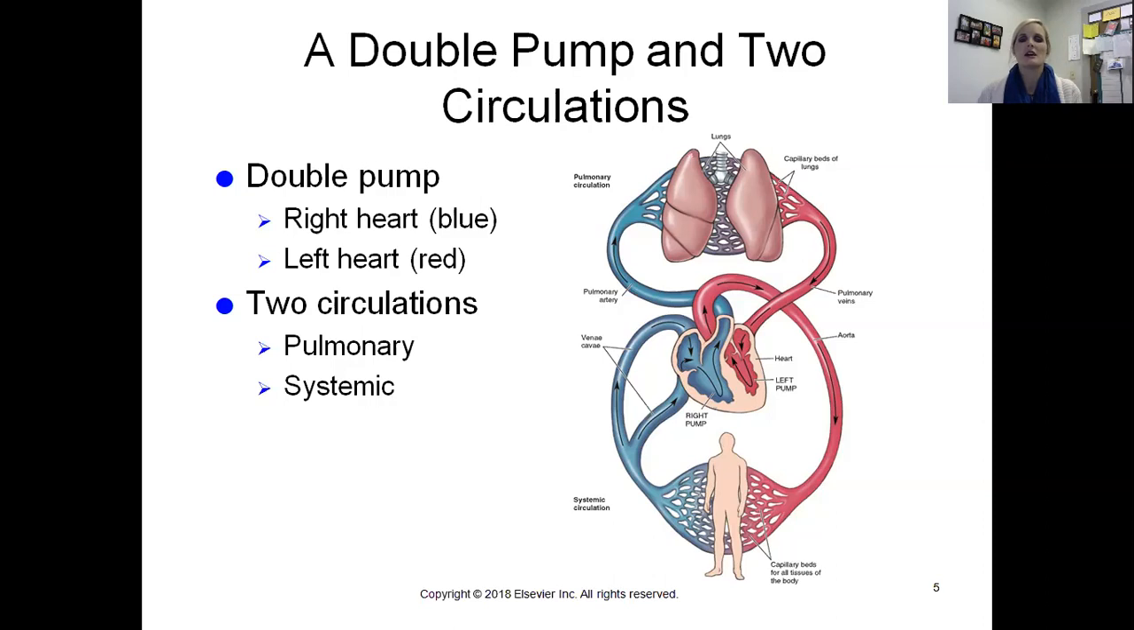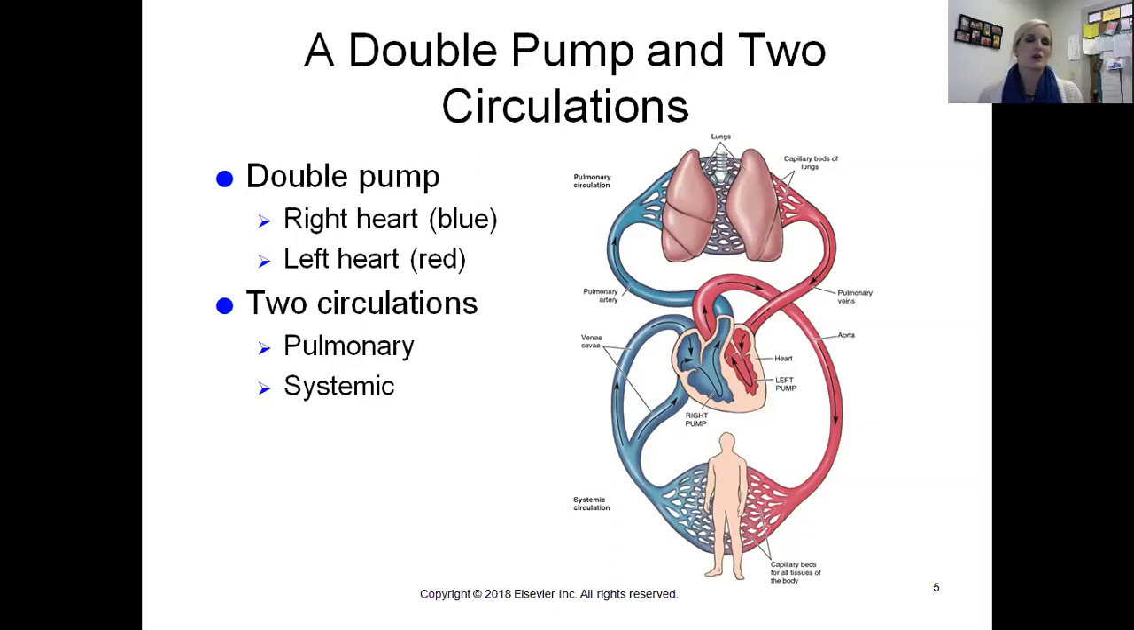That is because the right side of the heart is dedicated to pumping our oxygen-poor blood. This is the blood that is being returned from the body, where we've dropped off the oxygen, and now we need to go back up to the lungs and get more. So it's colored blue because, again, the hemoglobin is not holding on to oxygen at this time.